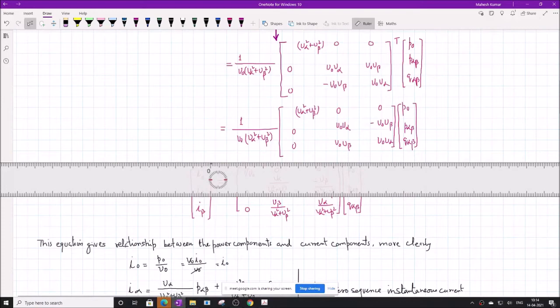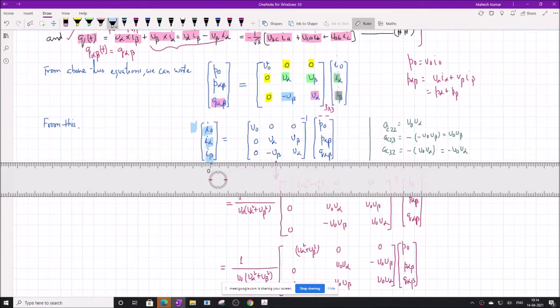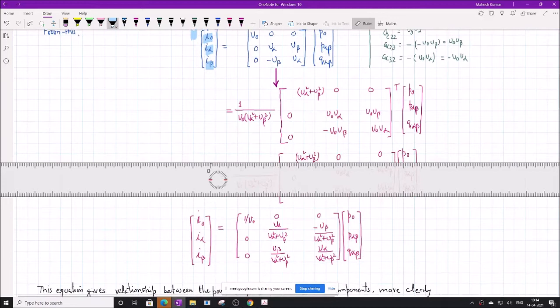Don't just trust whatever I have done. So when I say I0, I alpha, I beta is this, then this I0, I alpha, I beta in terms of the power is the inverse of this matrix. And the inverse of the matrix is found to be equal to this one. This is 1 by the determinant of the matrix, into the cofactors transpose. So these are the cofactors, and then the transpose of this matrix here.